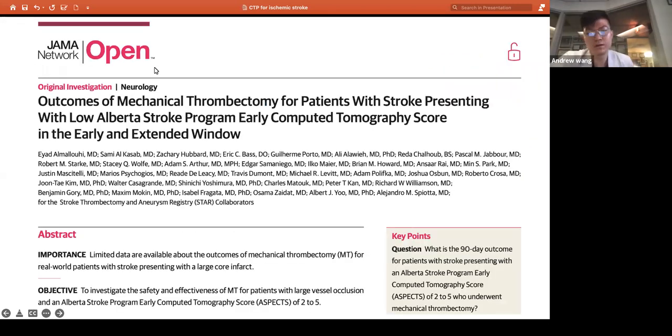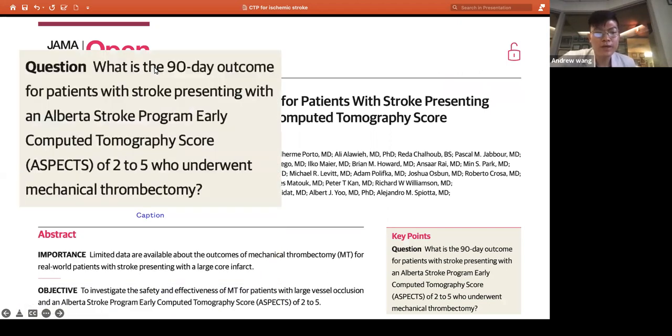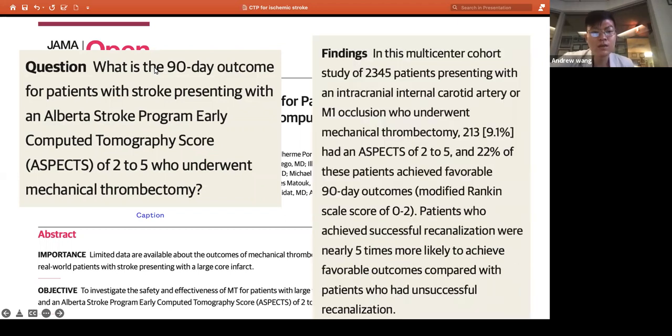So this is another study from JAMA, and they want to know whether patients with a low ASPECTS score from 2 to 5 who underwent mechanical thrombectomy will benefit from this aggressive treatment. We can see that even patients with a low ASPECTS score, like from 2 to 5, can still benefit from mechanical thrombectomy if they go through a successful recanalization.